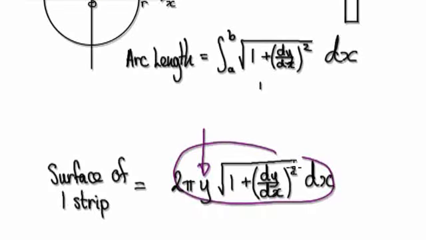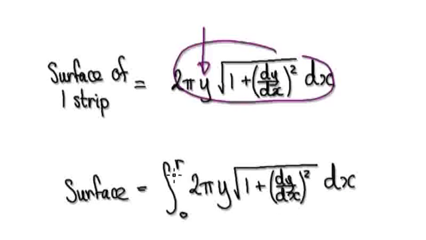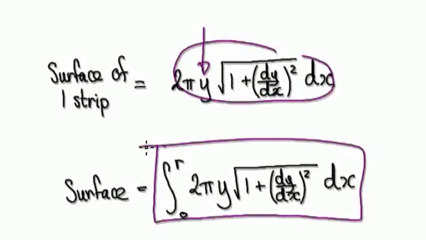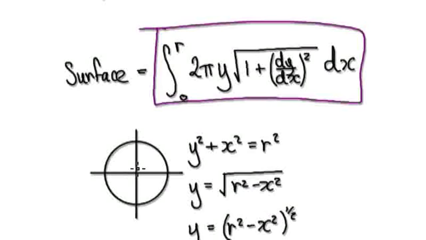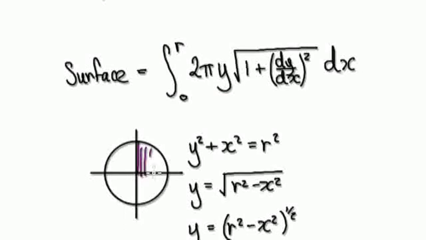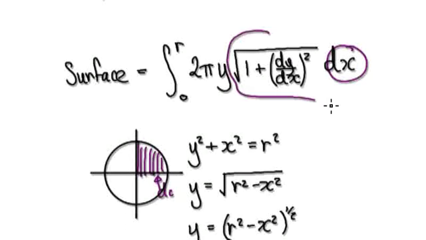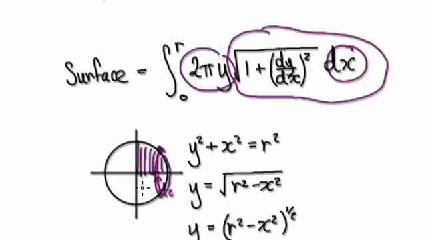Well, if you want to sum up all the strips from 0 to r, then the surface will be given by this. What I mean by the surface is from here, from 0 to r. So we are summing up everything here in this direction. We are moving along in the x direction. The thickness associated with this is dx. Combine these two, and that will give us the arc length. Once we've got the arc length, we will need to revolve it 360 along the x-axis. That's this bit here. And then we will need to sum up everything from 0 to r.